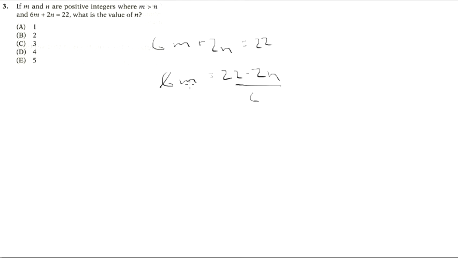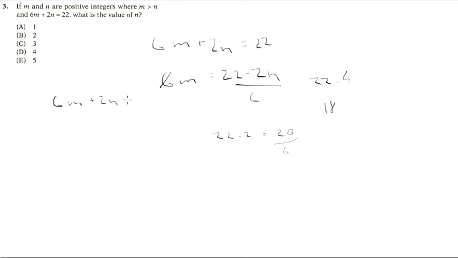Now we want an integer. So if n is 1, we have 22 minus 2 is 20, divided by 6 is not an integer. Right, 22 minus 2 is 20. Divided by 6, that's not an integer because we have to have either 18 or 24 to have it be divisible by 6. On the same lines, 2, so 22 minus 4 is 18. Okay, that is divisible by 6, it's 3. So that should work if we guess and check.